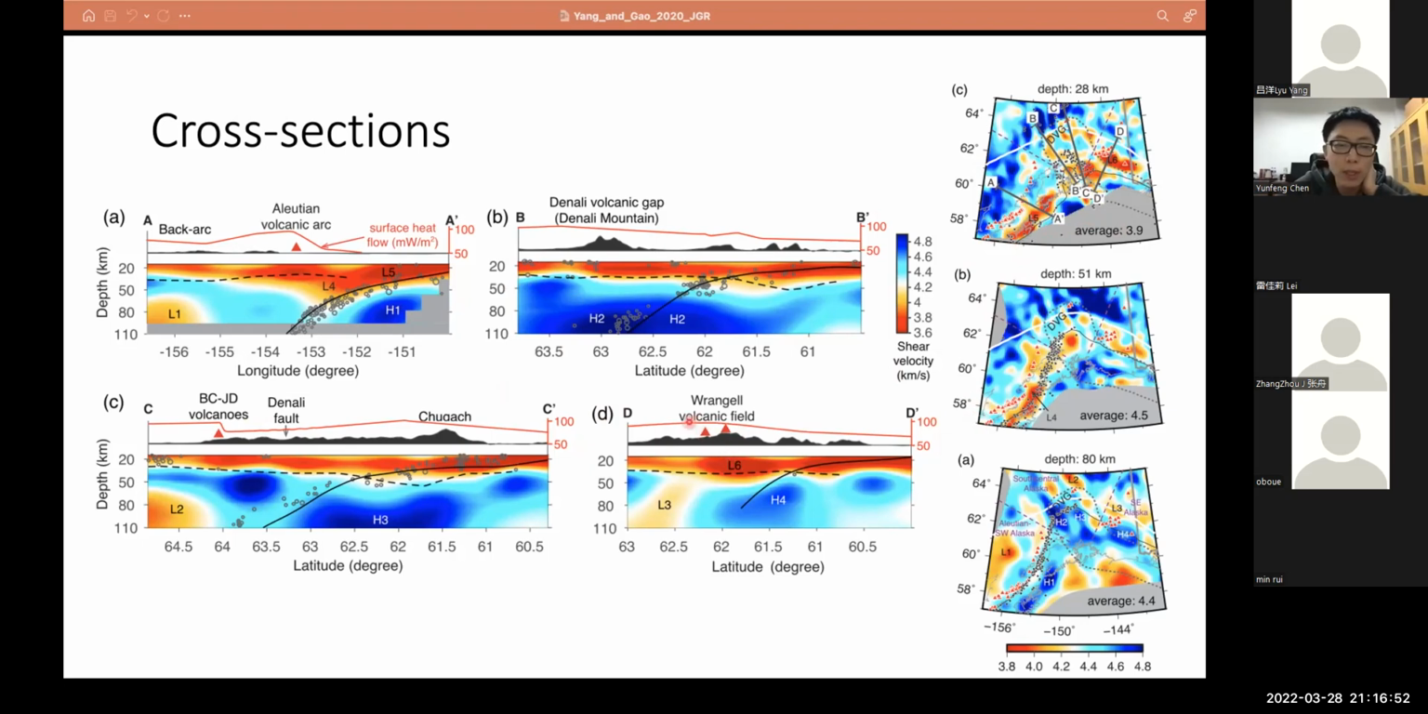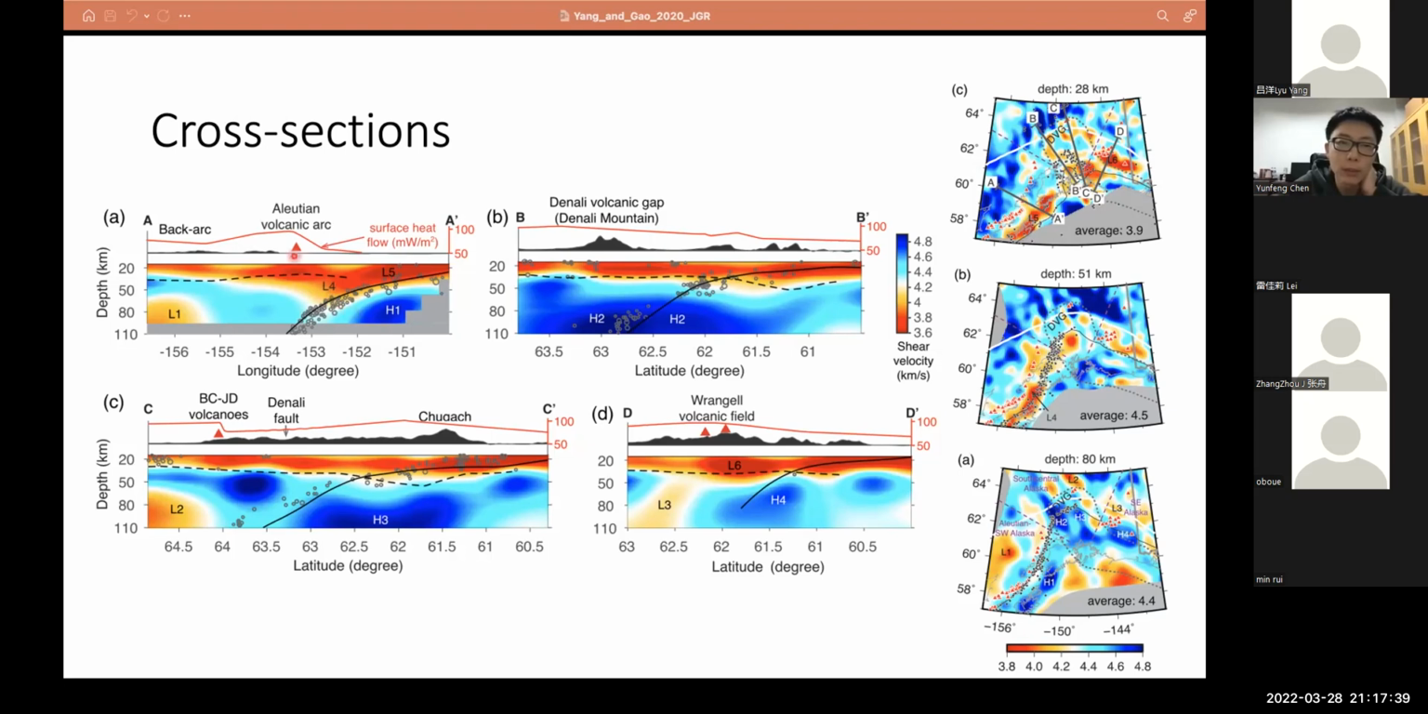So these high velocity structures, they interpret as the subducting oceanic plate. On the AA prime profile, this is the Pacific plate. And if you move on to CC prime, H3 represents what they call the Yakutat plate, which is difficult to pronounce. And the last one, H4, stands for the Wrangell plate, I think.